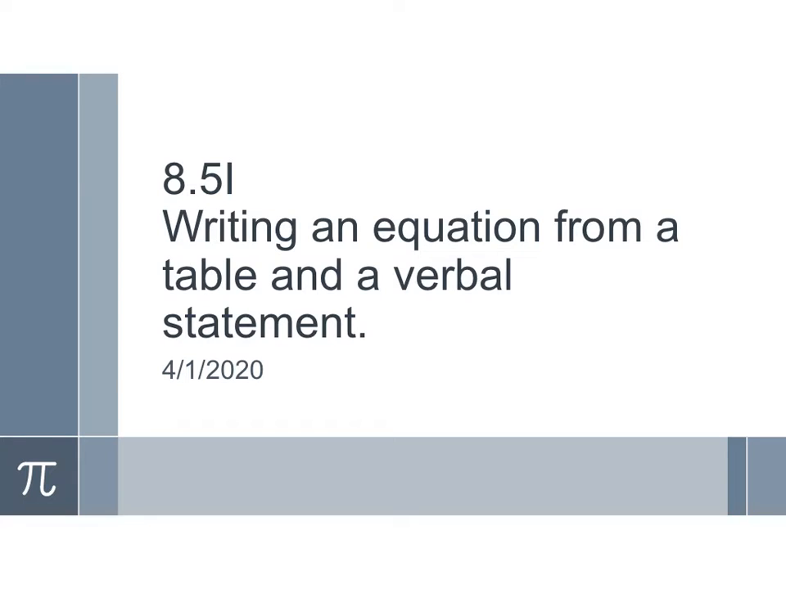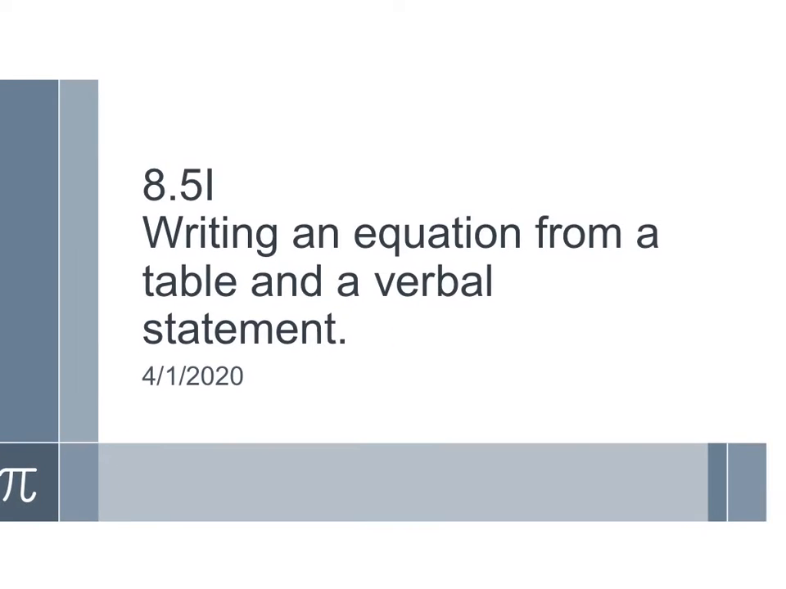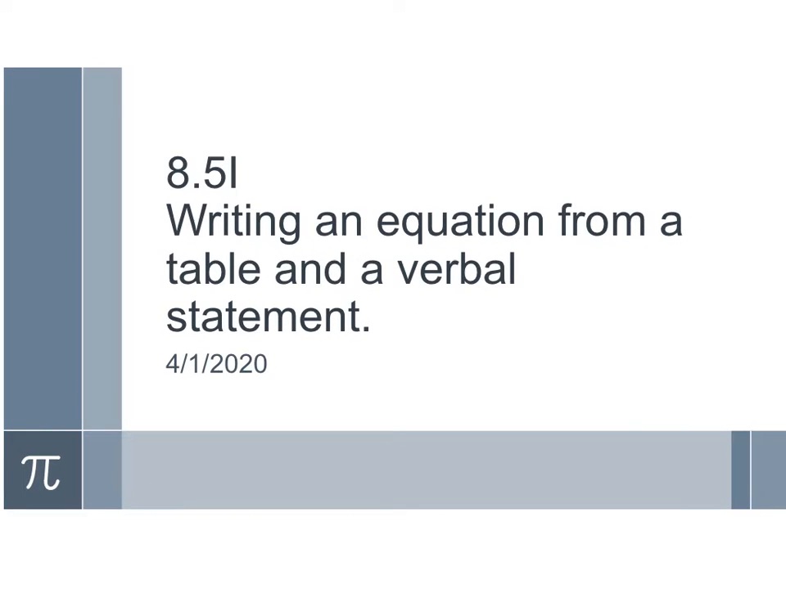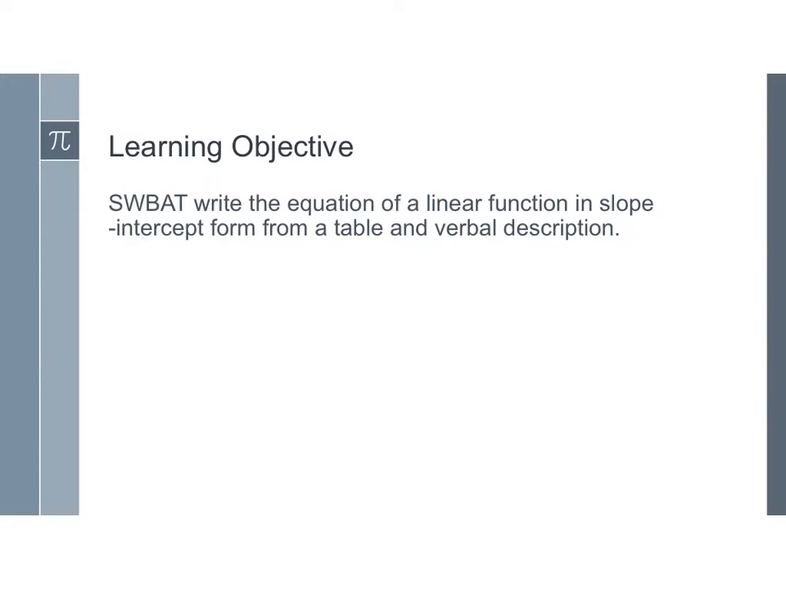So we talked about how to write an equation from a table in another video, but what we're going to do now is look at how to write an equation from a verbal statement. So our learning objective continued is that we're going to be able to write the equation of a linear function in slope-intercept form from a table and from a verbal description.